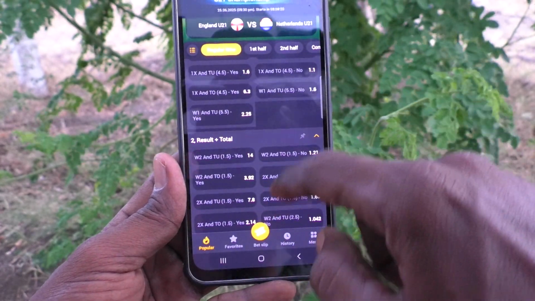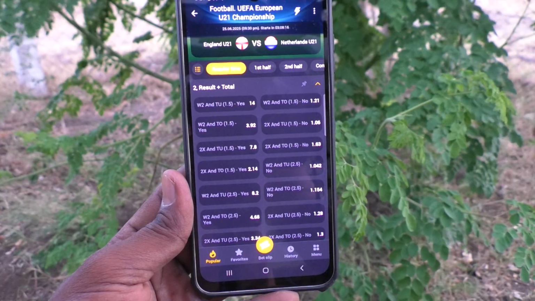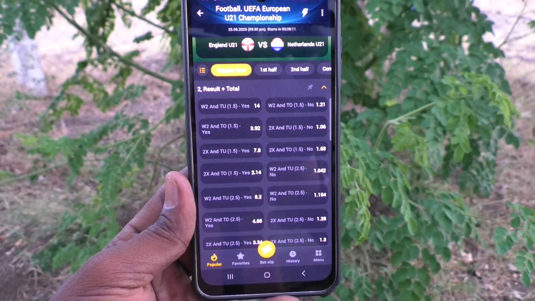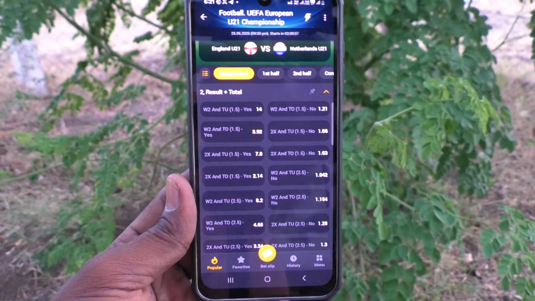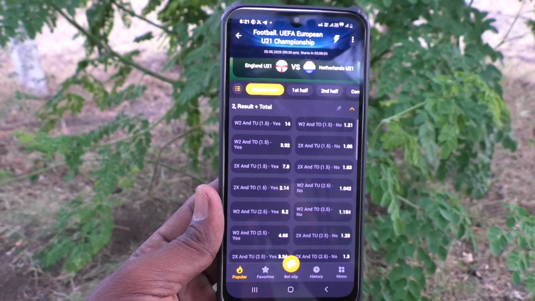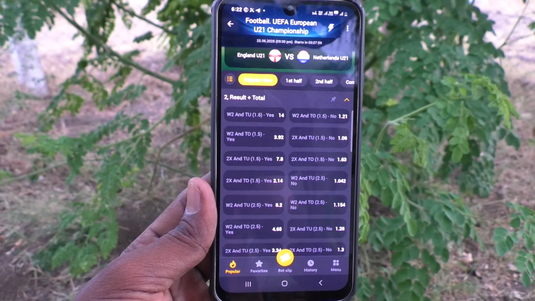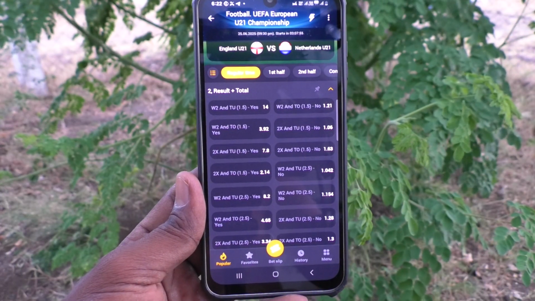Then for second team, if result is W2, then total under 1.5 means yes, means it should happen. So high odds are showing because it is risky. It does not happen like that. Bookies have set. Okay, so these are all the meaning.